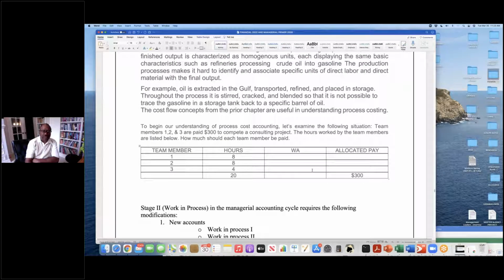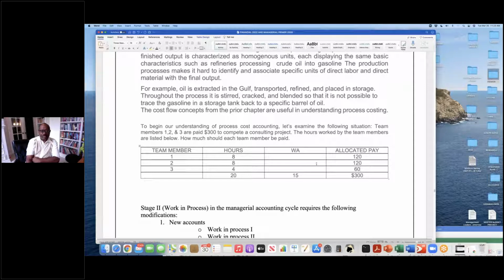So we're getting 15. So we're gonna reward the people pay at the rate of 15 per hour. So team member 1 gonna get how much? 120. Team member 2? 120. Team member 3? 60. So we sort of give them a weighted average based on 15. So we think about weighted average.